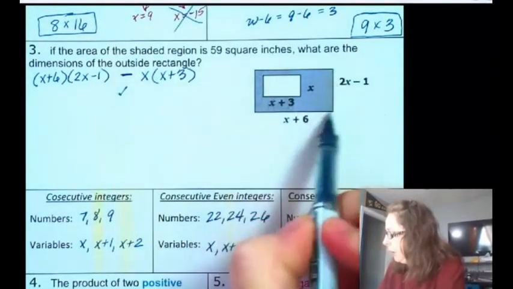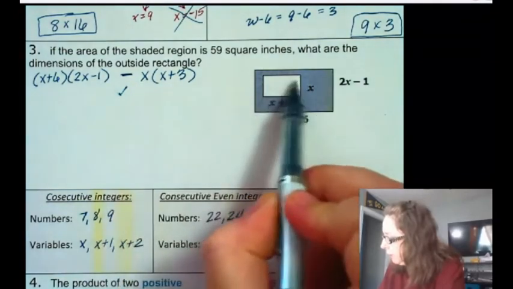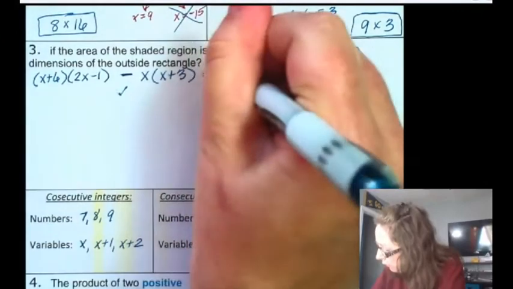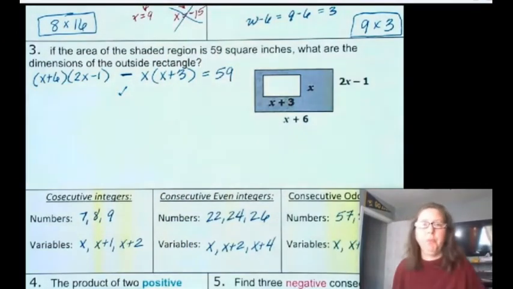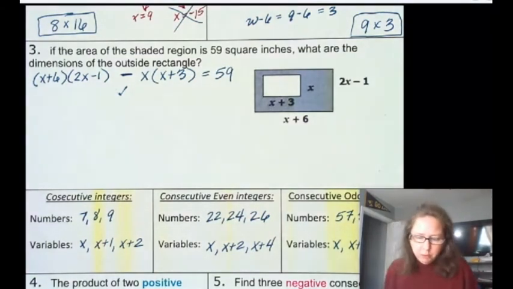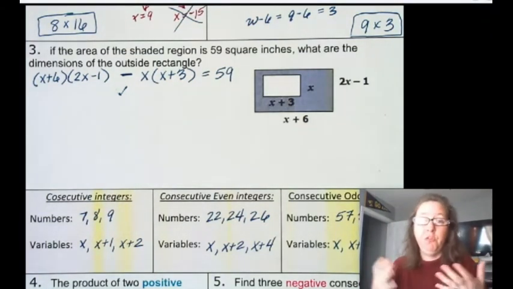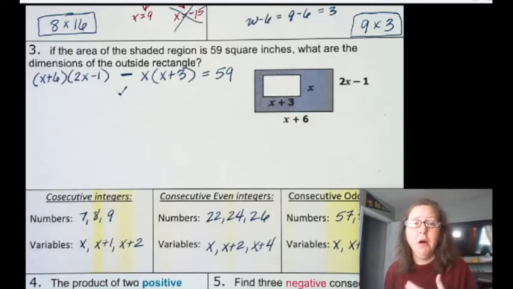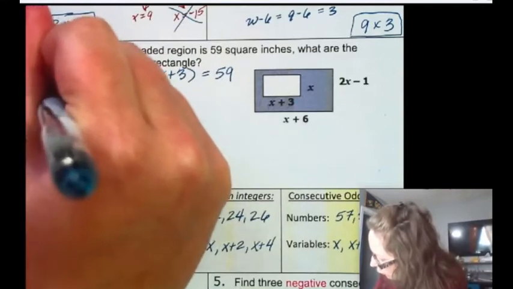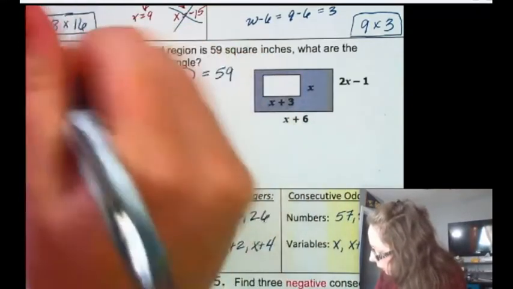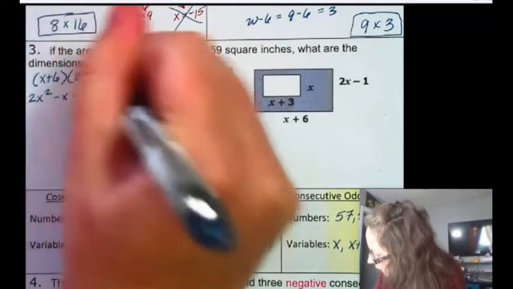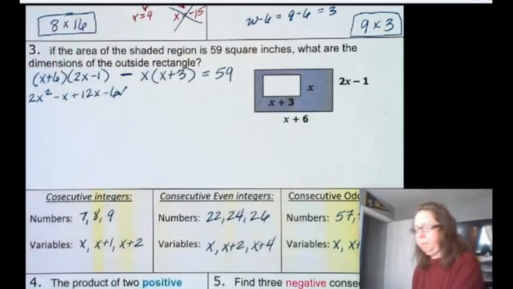So the large rectangle minus the area of the small rectangle should equal 59. Okay, so I need to subtract them out. So let's go ahead and just multiply everything all out. Okay, so this will give me 2x squared minus x plus 12x minus 6.